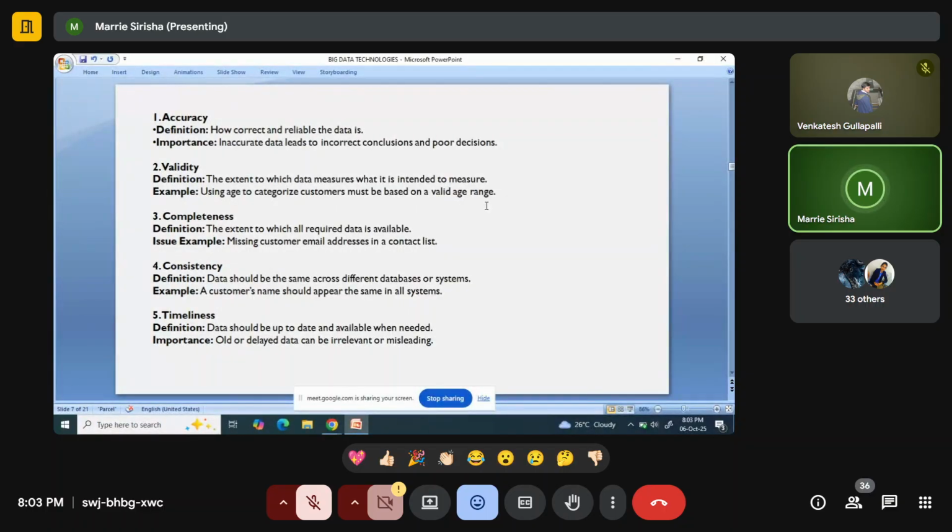So I'm validating that one only. So it will provide the validity. Okay. It is the measure of data. And the next one, completeness. Completeness is the extent to which all required data is available.